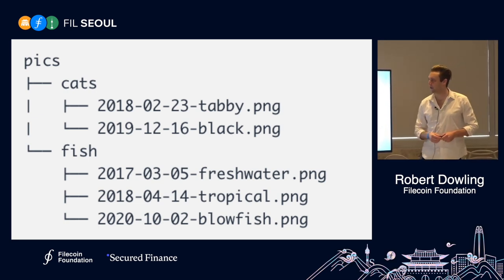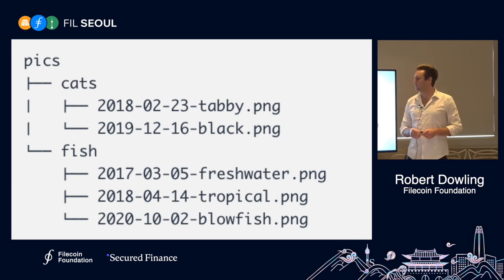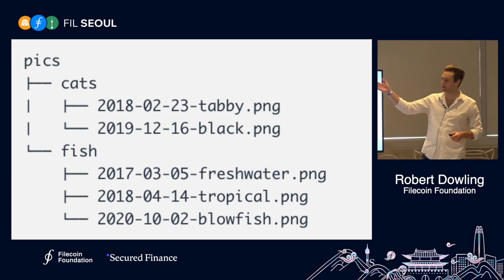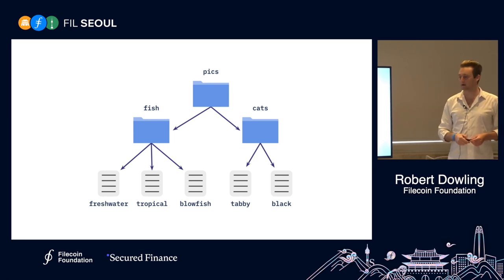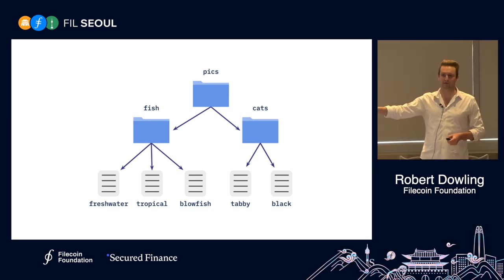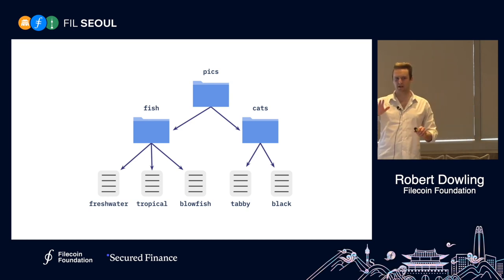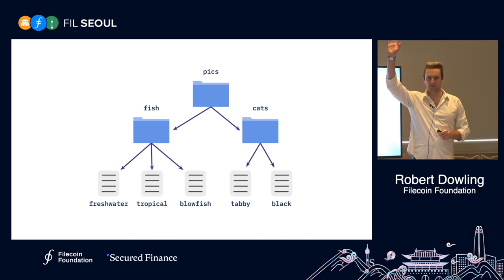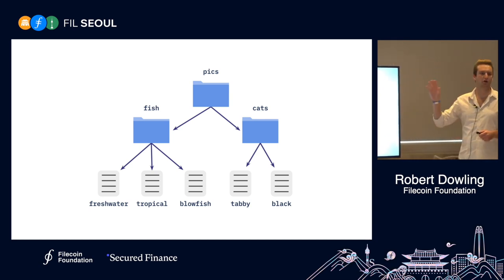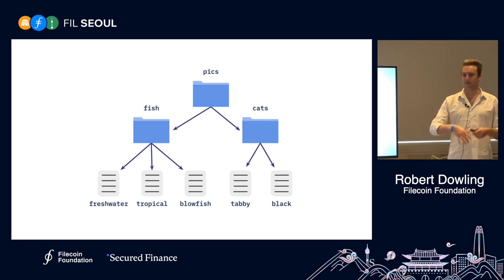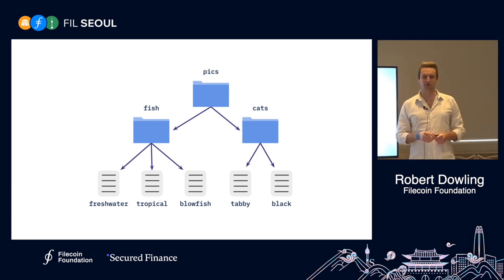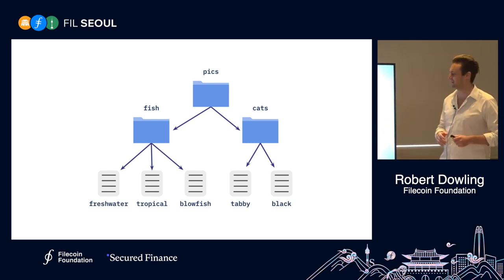Just as you might have a folder of pictures on your computer with subfolders, maybe all your photos of cats and all your photos of fish, we do something similar on Filecoin, except we use some graph theory. So who here did computer science? Who's familiar with graph theory? Okay, cool. In computer science, as an undergrad, in your second semester freshman year you'll take Mathematical Foundations of Computer Science, and you'll spend a whole two weeks on graph theory. And then you'll be very miserable doing the assignments and trying to figure out the questions on the exams.